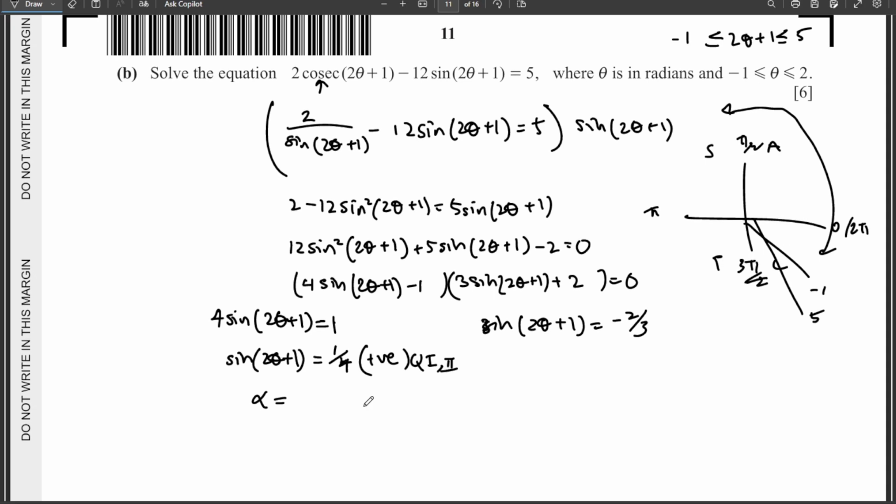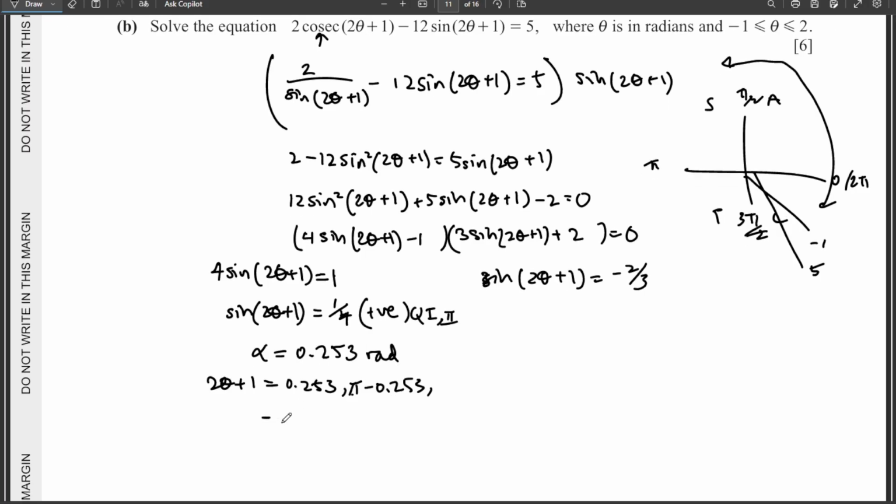So basic angle, 0.253 radians for this case. So our possible angles: first put 0.253 in the first quadrant, and then we go to the second quadrant, there will be pi minus 0.253. Then can we go one more? No, we can't. So only two values from here. Then we need to simplify further. So two values of theta from here. Now we deal with the other one.